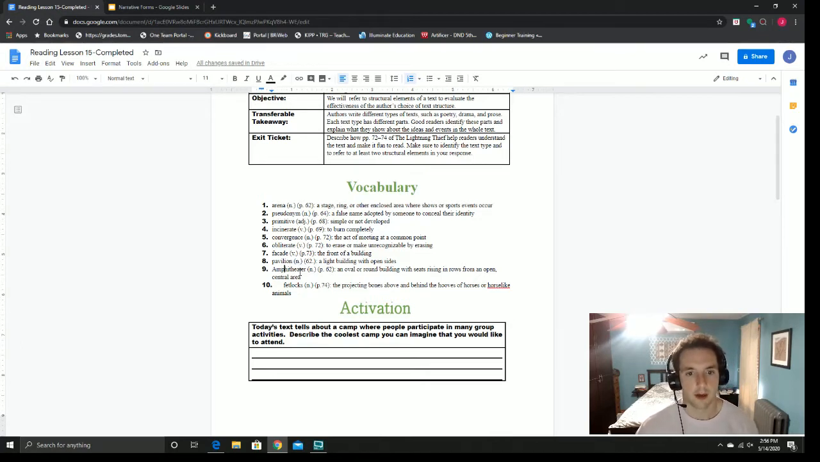If you've ever been to the Mann Theater in Philadelphia, then that's an example of an amphitheater. And then number 10, the word is fetlocks, which are the projecting bones above and behind the hooves of horses or horse-like animals.